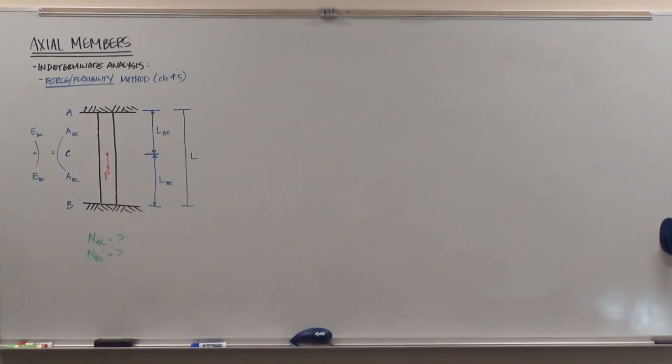So when you have an indeterminate axial member, you're not just limited to the stiffness or displacement method covered in chapter 4.4 of your book. There's actually multiple different methods, but the only other method that we're going to cover in this class is also called the force flexibility method, which is discussed in chapter 4.5. So chapter 4.4 is a more traditional stiffness displacement method.